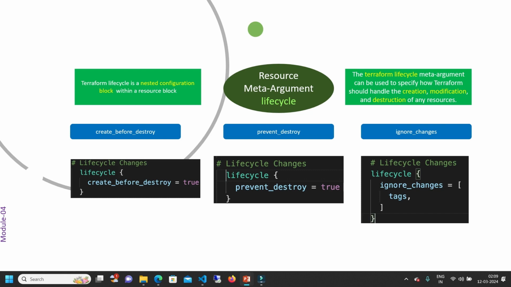Alright, now let us understand each one of them. Create before destroy. By default, it is false. In our case, it is right now true. So when I say create before destroy, for your existing resource or resources, Terraform will first create new resources with the desired name. Then only Terraform will destroy your existing resource or resources. Let us see in action.